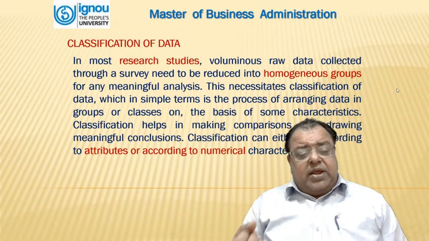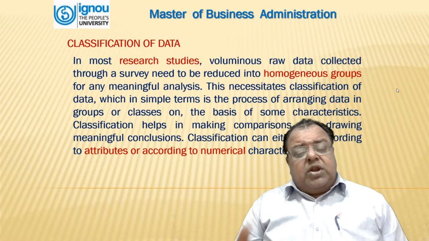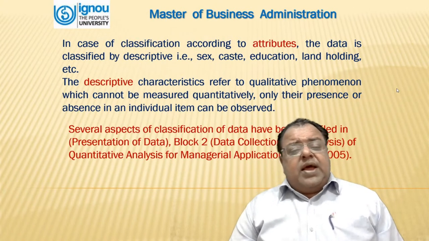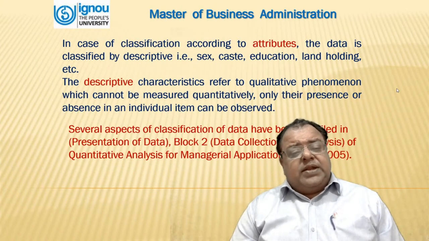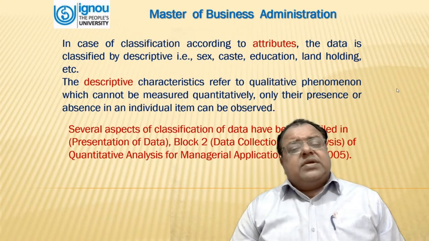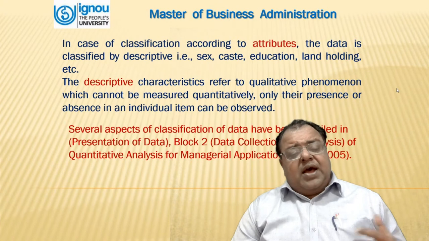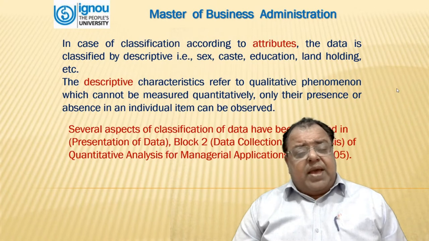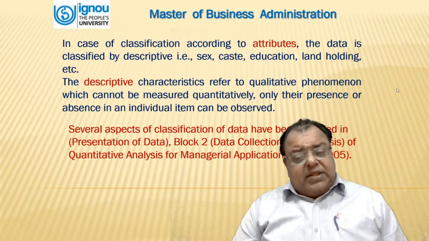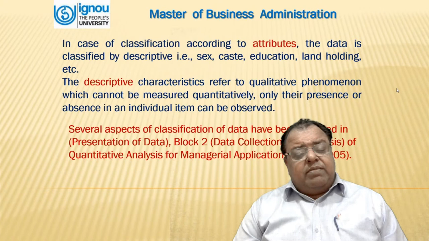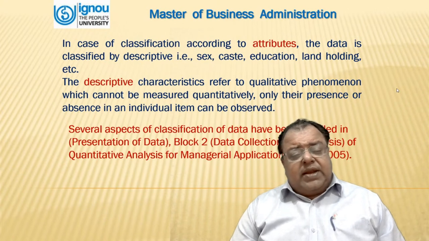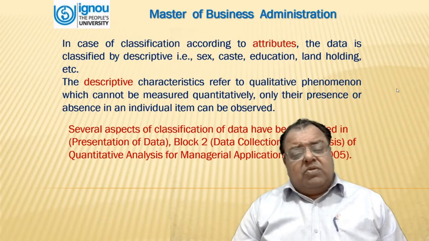Classifications can either be according to attributes or according to numerical characteristics. In case of classification according to attributes, the data is classified by descriptive characteristics, for example, sex, caste, education, landholding, etc. The descriptive characteristics refer to the qualitative approach, which cannot be measured quantitatively. Only their presence or absence in an individual can be observed. Several aspects of classification of data have been detailed in presentation of data, in block 2.